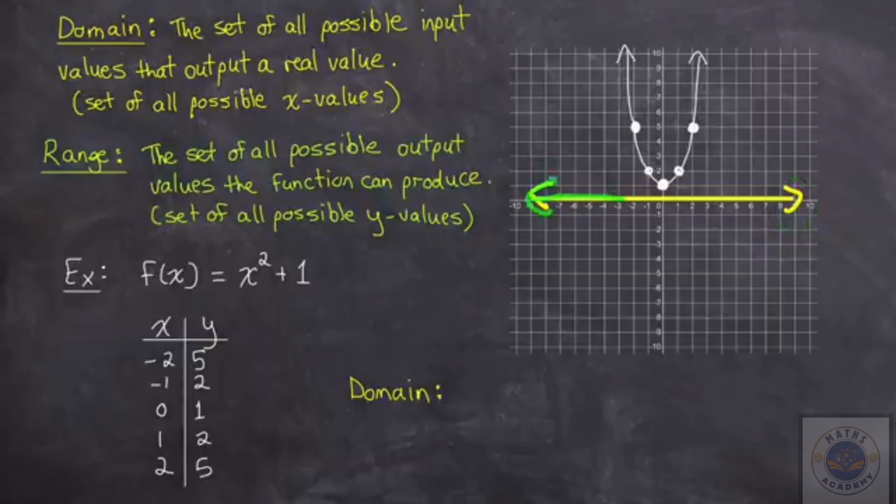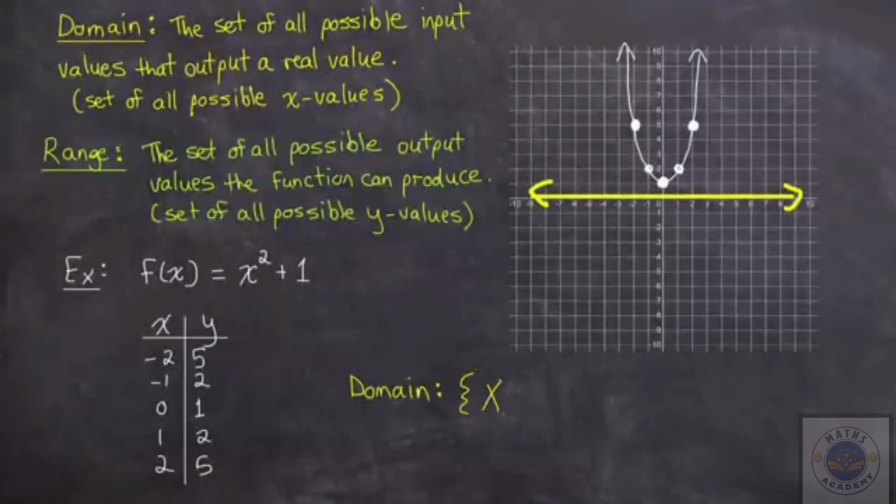And same in the negative direction. No matter how far you go in the negative direction, if you look up high enough, you would be able to see the graph of the parabola there. So we can say that the domain is just the set of all real numbers. And we write it like this. We say x is an element of the real number set.